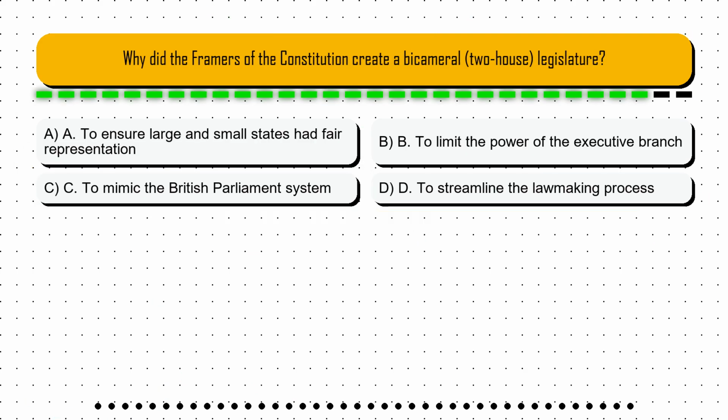Question 20. Why did the framers of the Constitution create a bicameral, two-house, legislature? Option A. To ensure large and small states had fair representation. Option B. To limit the power of the executive branch. Option C. To mimic the British Parliament system. Option D. To streamline the lawmaking process.